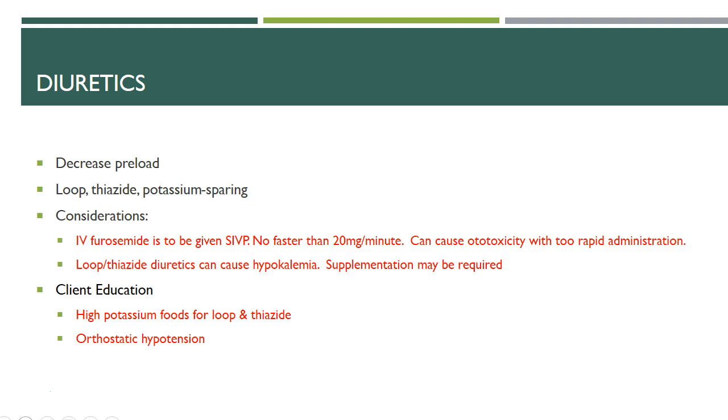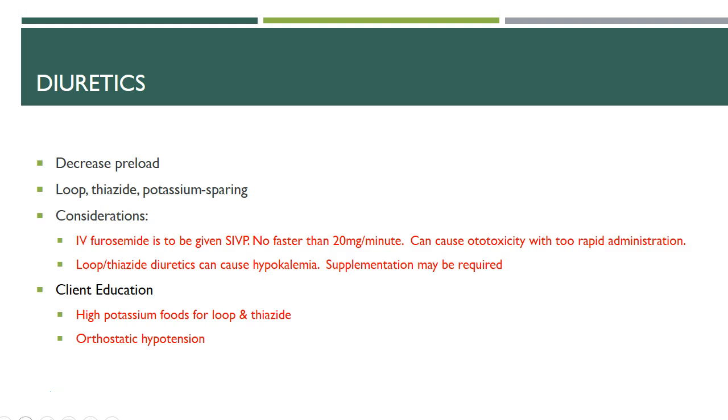So our diuretics, they are going to decrease our preload. We have loop, thiazide, and potassium sparing. The big thing with diuretics that we want to remember is our electrolytes, potassium.